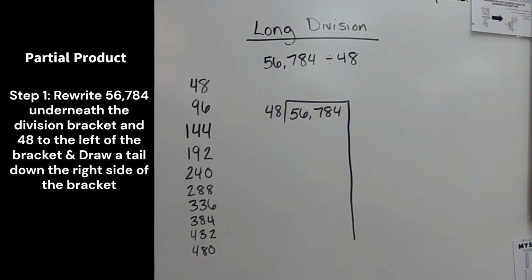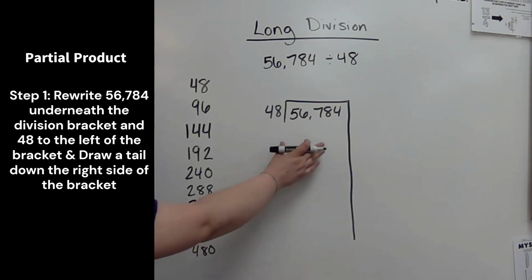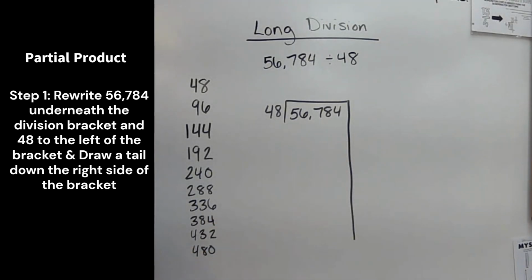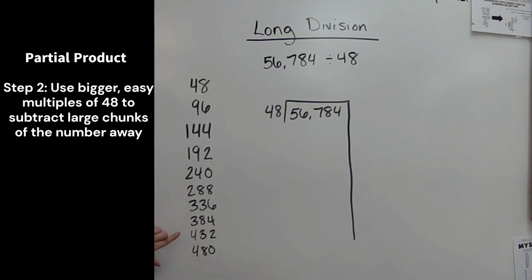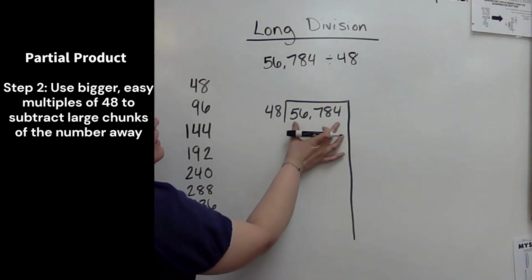Partial product is useful because it allows you to use bigger multiples of 48 that we know to break this big number down until we reach 0. So I have my multiples list on the left side. I would recommend doing this at the beginning of the problem. So I have 48 and I added 48 each time to get the next multiple. And I know that we need 56,000.